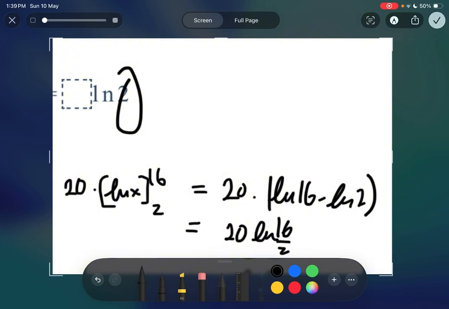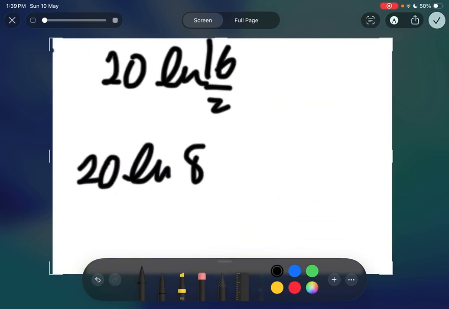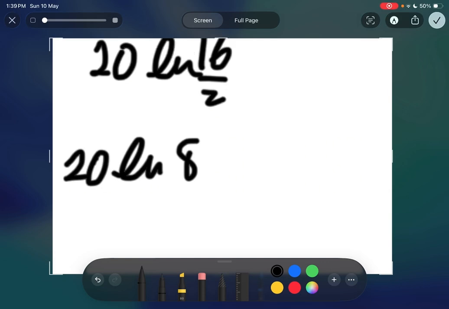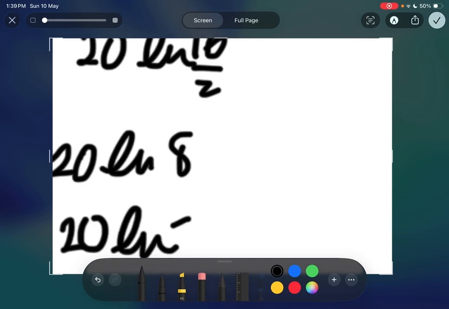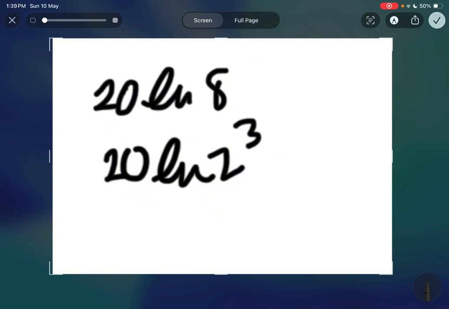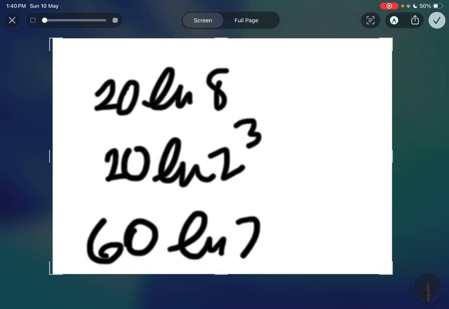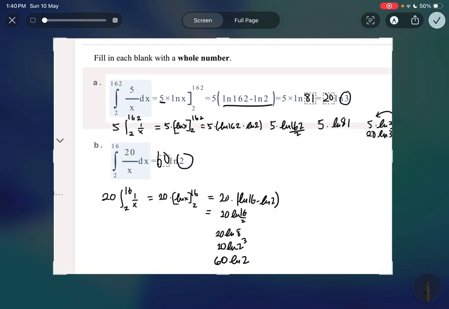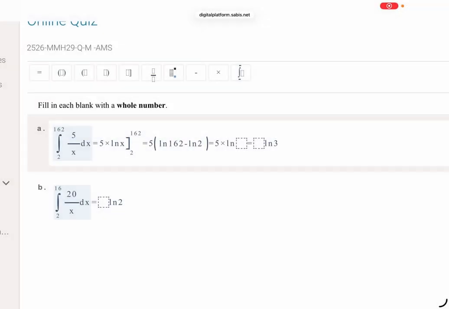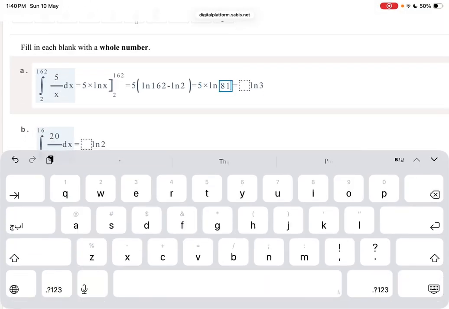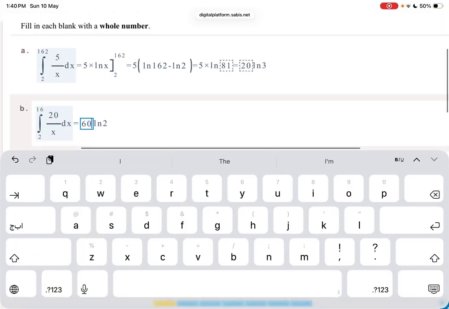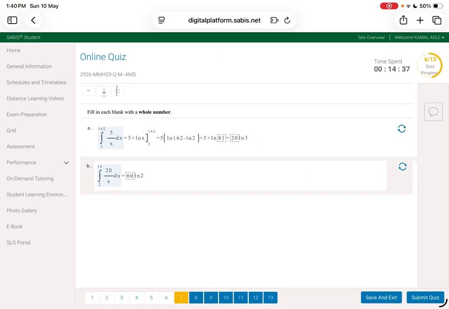So here you see you want it in the base of 2. Okay, the base of 2. And you know that 8 is 2 to the power of 3. So 2 times 2 is 4 times 2 is 8. So 2 to the power of 3. So it will be 20 ln 2 to the power of 3. Take the 3 there. It will be now 60 ln of 2. And that's your final answer, 60. So it will be 81, 20, and 60. I hope you guys understood.